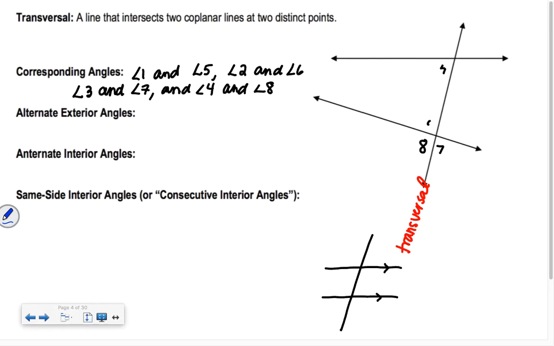Yeah, so 2 and, what'd you say? Oh man, I forgot that I drew those in. Nice. 2 and 5, almost. So 2 is on the exterior of the 2 lines, but 5 isn't. So 2 and 8, perfect. What else?